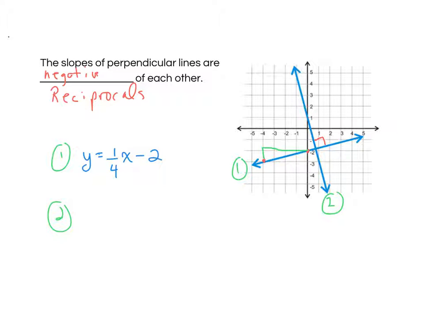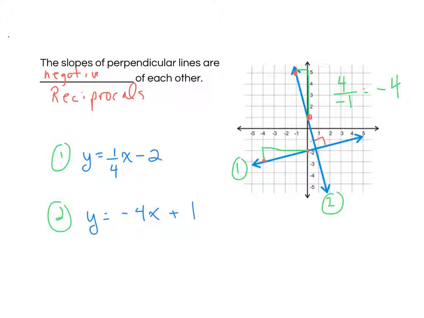Then I look at the second line. Its y-intercept is 1. But I'm going to also look at its slope, so I'm going to pick another coordinate. It looks like I'm going up 1, 2, 3, 4, and back 1. So I'm going up 4 and back 1, so my slope is really -4. Let me write that in: y is equal to -4x and then +1. So now I have my two lines.